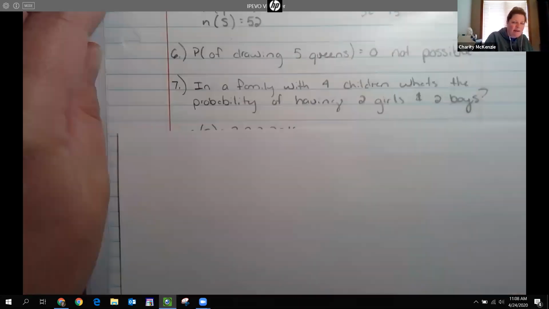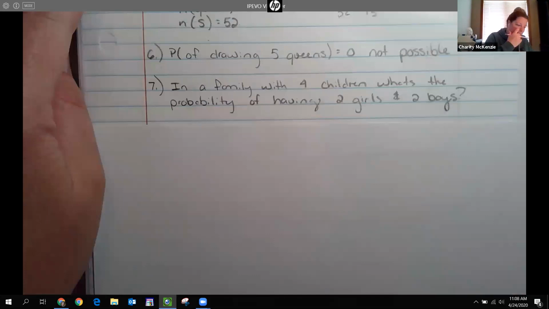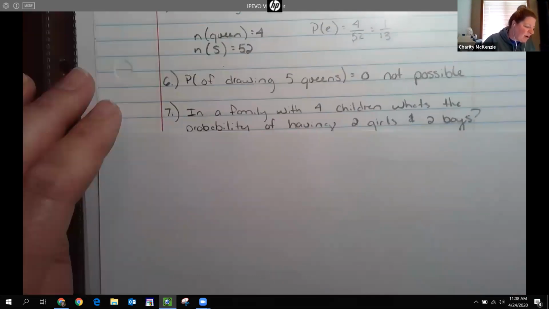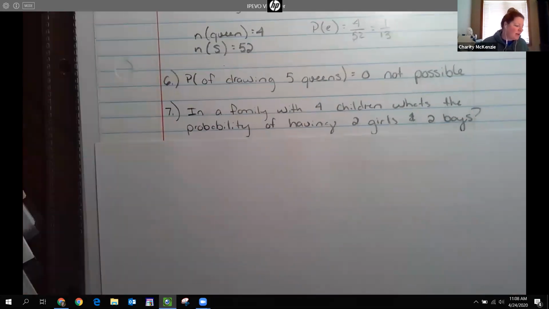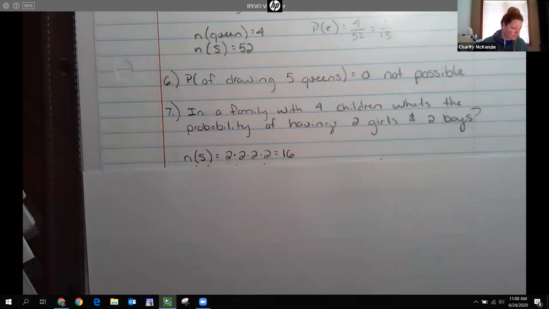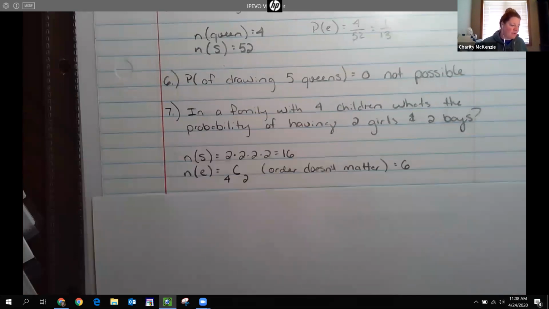Okay, if a family has 4 children, what's the probability of having 2 girls and 2 boys? Okay, so sample space. The sample space will be 2 options times 2 options times 2 options times 2. You could also make a tree diagram for something like this. It would go boy, girl, just like our heads, tails, and then off each of those, boy, girl, off each of those, boy, girl. And you would end up with 16 at the end of your tree, okay?